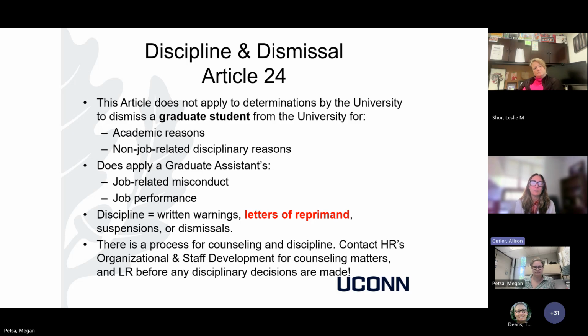And then the last bullet point there, I just want everyone to be aware that Human Resources now has an organization and staff development team, and they are available to assist in all employment matters, and we should be utilizing them with our GAs. If you have an issue that you don't think is discipline, but you want some guidance on how to counsel the person, you can reach out to them. It has to come to labor relations if it's discipline. But if it's pre-discipline, they're available to help out with these pre-disciplinary situations. You go to the next one.